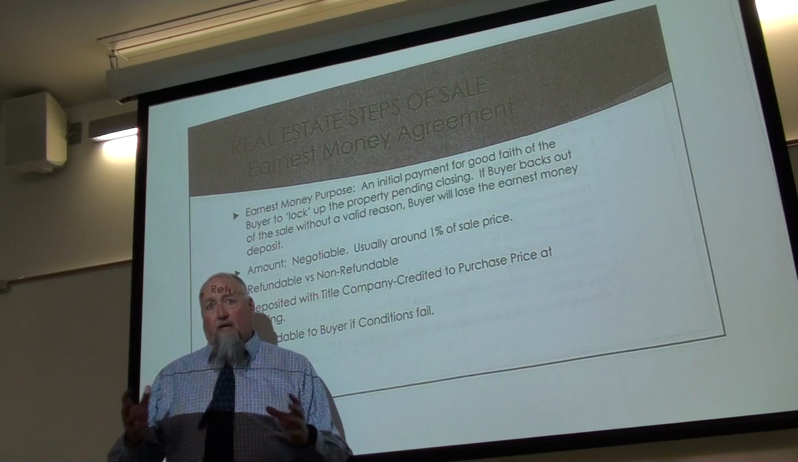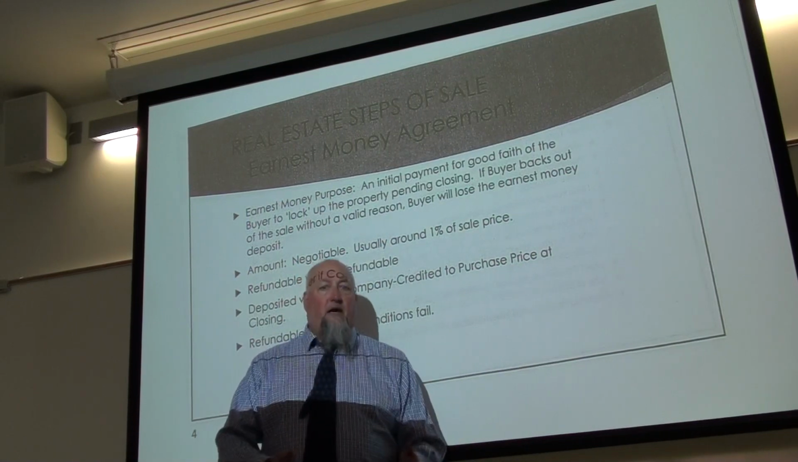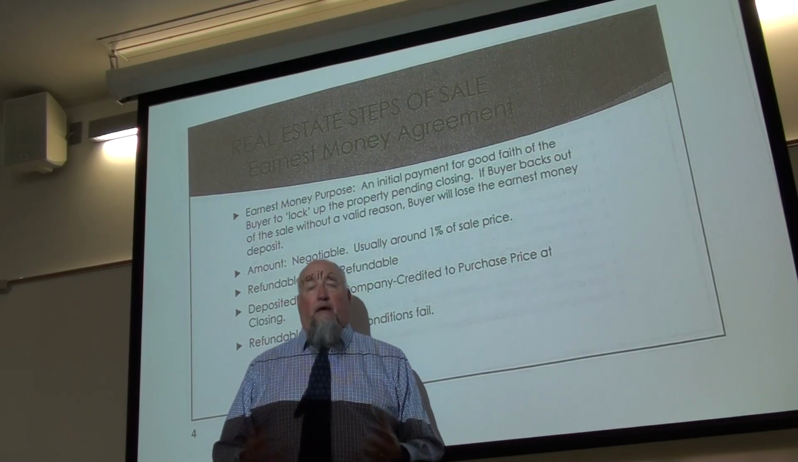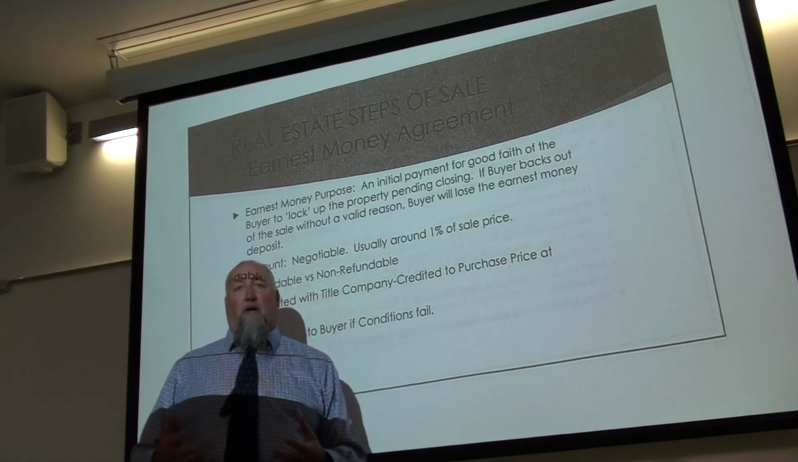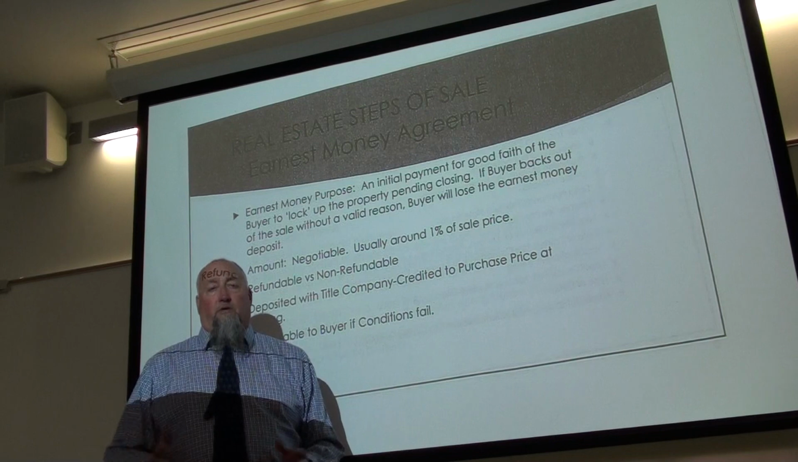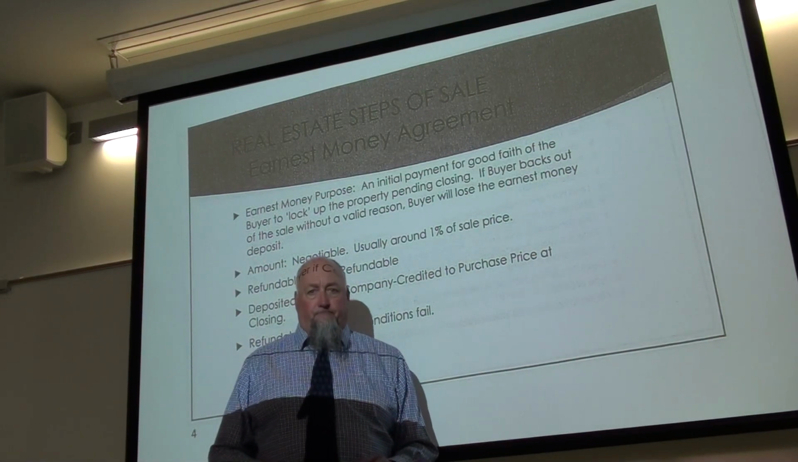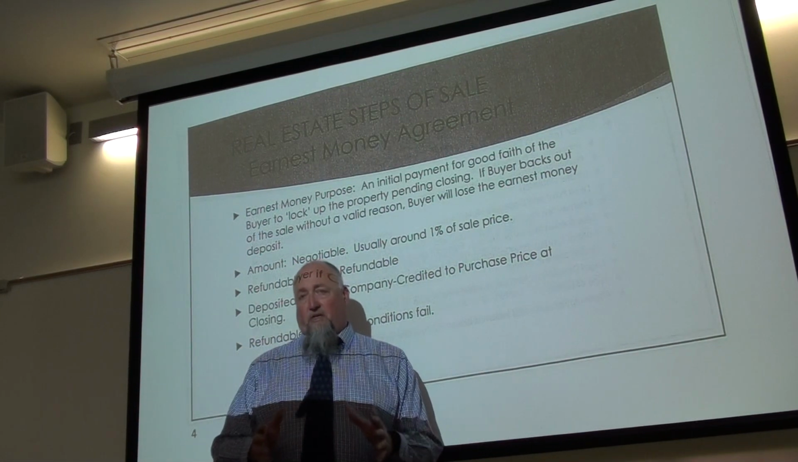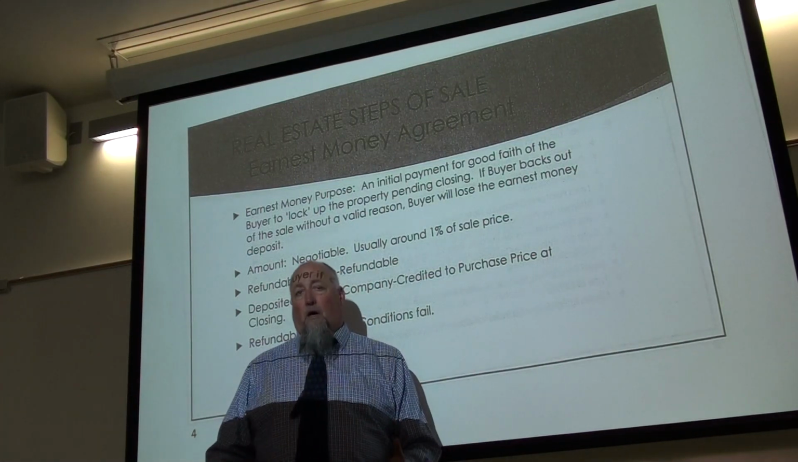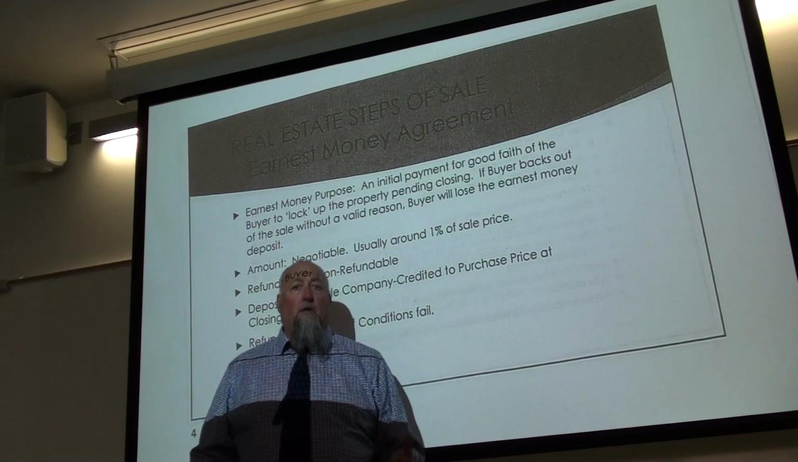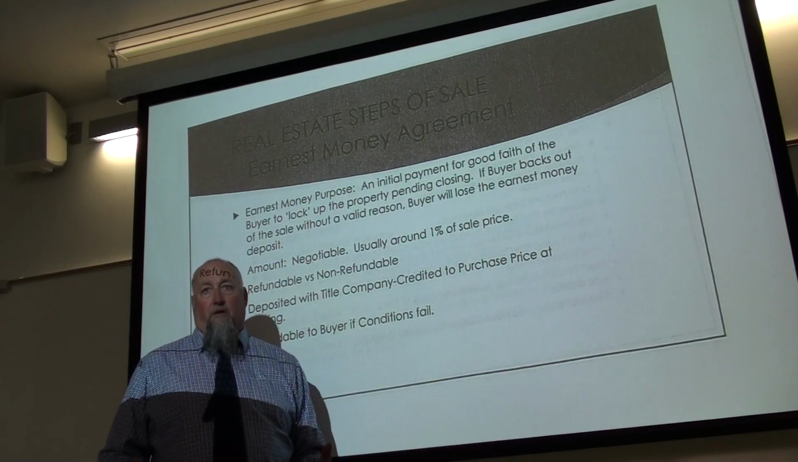And so basically the idea is that the buyer will put down maybe $5,000 as earnest money on a $500,000 property, and that will be deposited with the title company, which we'll get into in a moment. And that's basically telling the seller, if I bail, I decide not to buy the property, in order to compensate you for taking it off the market, you get to keep that $5,000.